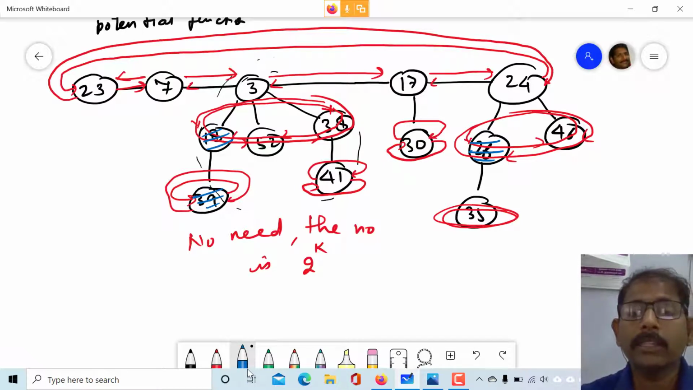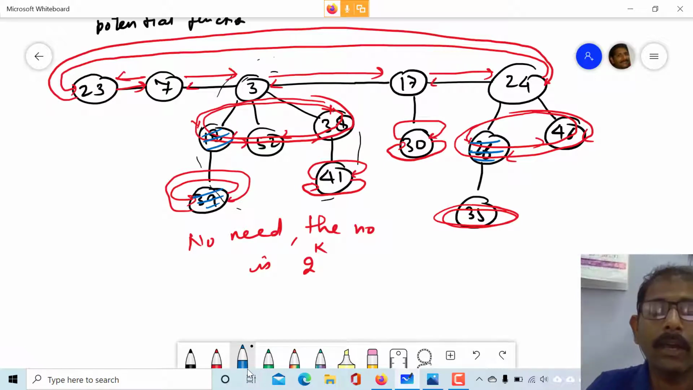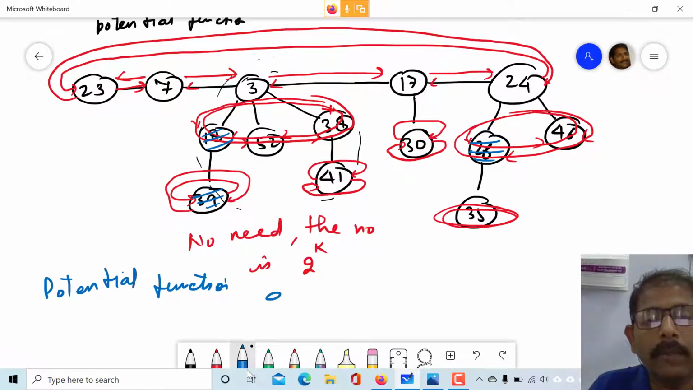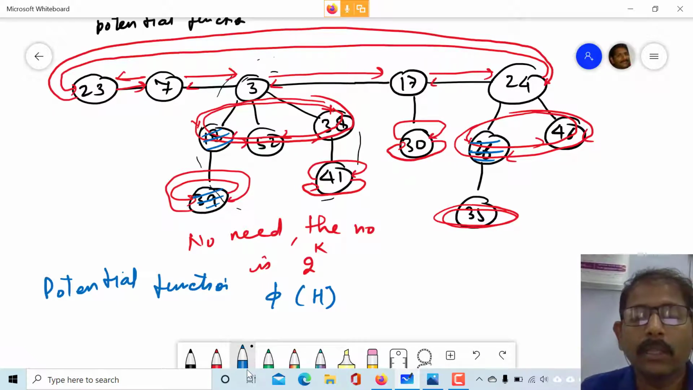So in this case, what is the potential function? The potential function is represented by the phi sign. So phi of this heap H, because it is the Fibonacci heap, sorry, its value is t of H.